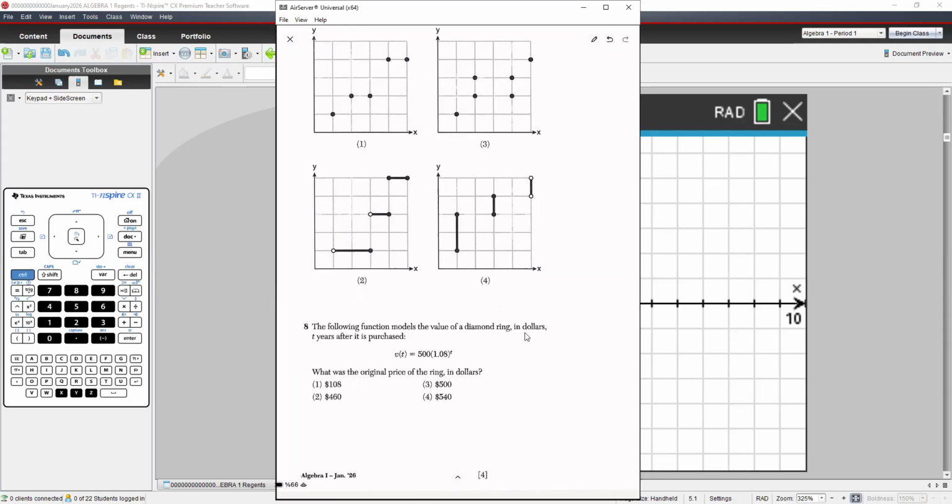They've given us an exponential function, v of t equals 500 parentheses 1.08 raised to the t power, and they want to know what's the original price of the ring. So they're just testing whether you understand what the y-intercept is, where the y-intercept is, what it means.